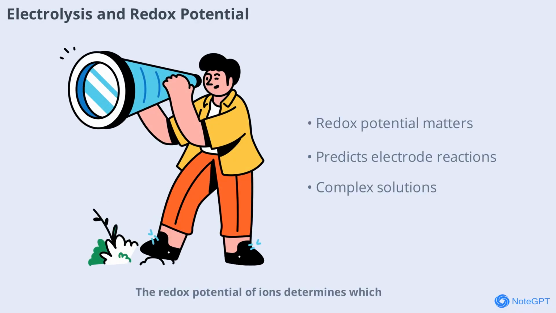The redox potential of ions determines which reactions occur at the electrodes during electrolysis. Ions with higher reduction potential are more likely to be reduced at the cathode, while those with lower oxidation potential are oxidized at the anode. This concept is essential for predicting the products of electrolysis in complex solutions.